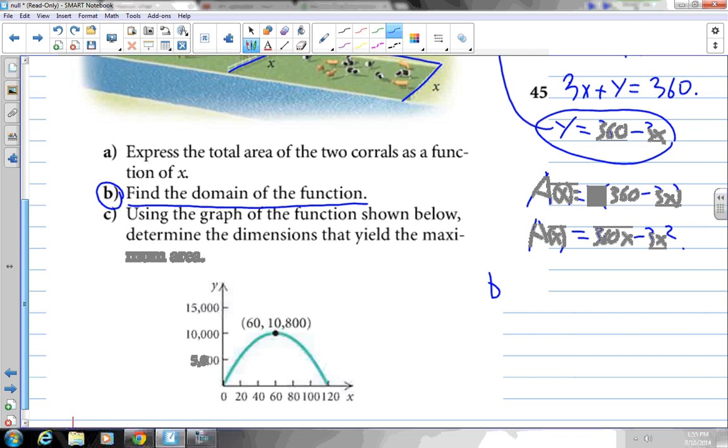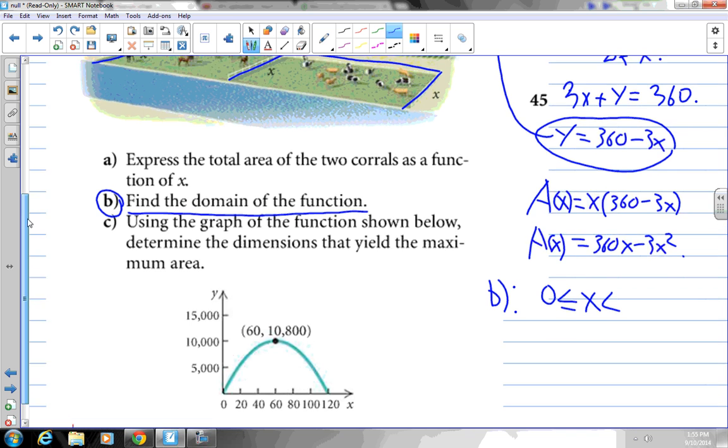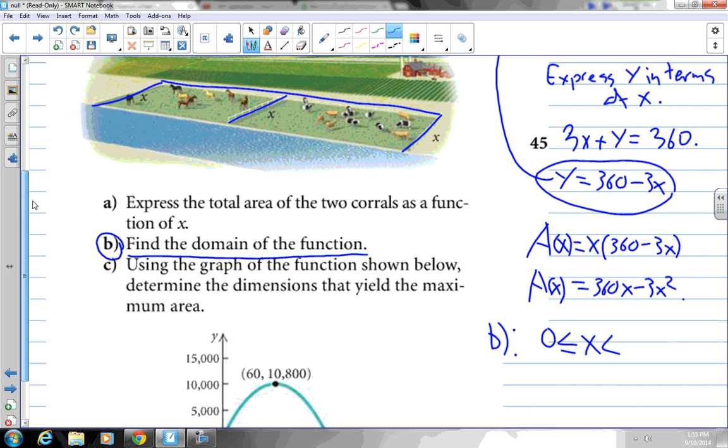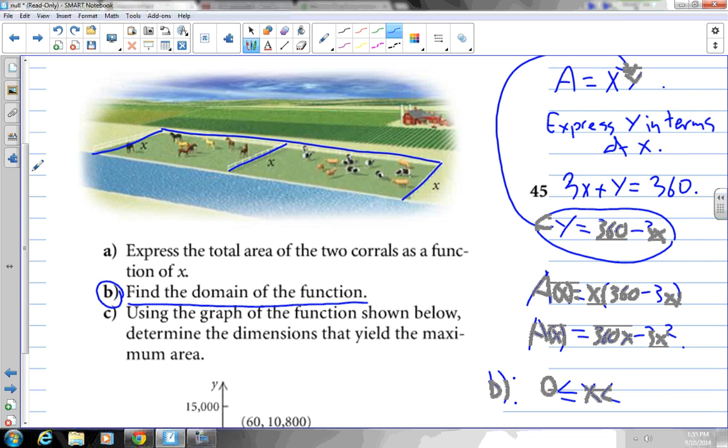So the domain here is from 0, but what is the largest value x can be? Well, the total fencing is 360. I still have to build three x's, right? So the worst case scenario, I'm going to build 3 fences that are touching each other without y. That's kind of silly, but I can do that. So what is the length of each fence then? 120. So this will be the domain of this function, between 0 and 120.